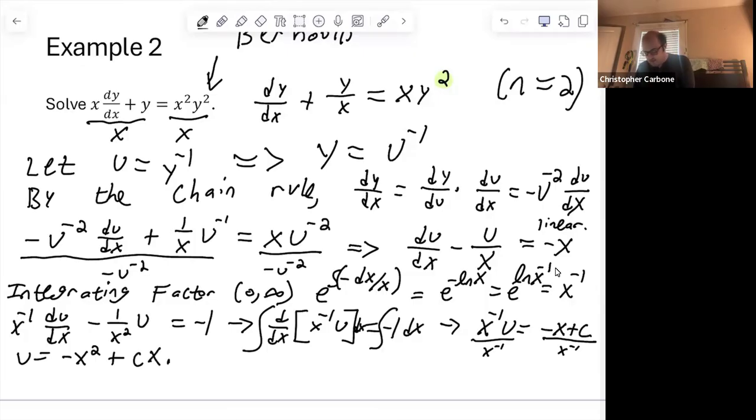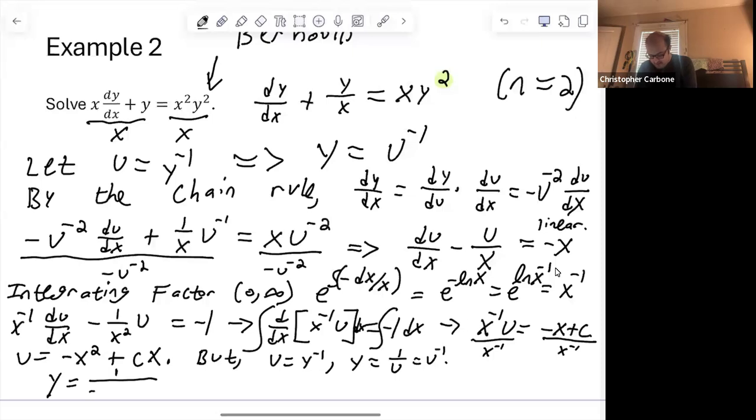But we had that substitution, right? So we need to reapply that. u, from what we had before, is equal to y to the negative first power, which means y is equal to 1 over u, or u to the negative first power. So what does that mean? That means y now would be equal to 1 over whatever u is, which in this case is negative x squared plus cx, as to what this differential equation becomes.